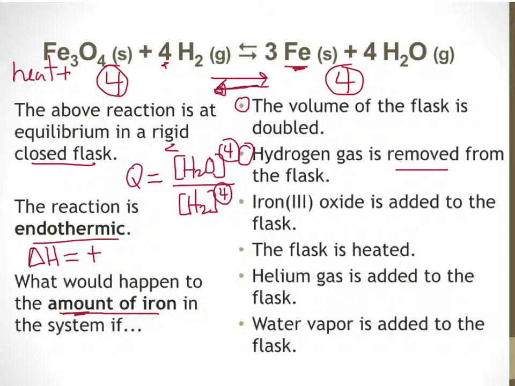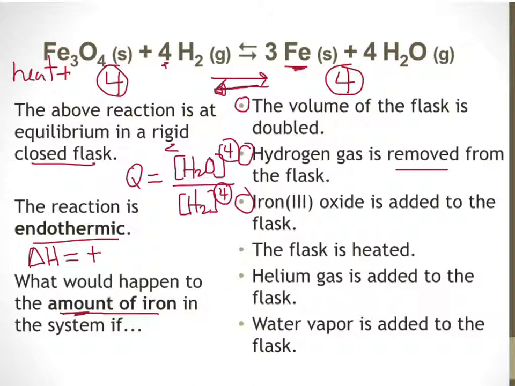From a kinetics perspective, hydrogen is a reactant in the forward reaction. So decreasing its concentration will cause the forward reaction rate to decrease. Now the reverse rate is faster than the forward rate. A reverse shift occurs, and you have less iron in the container.